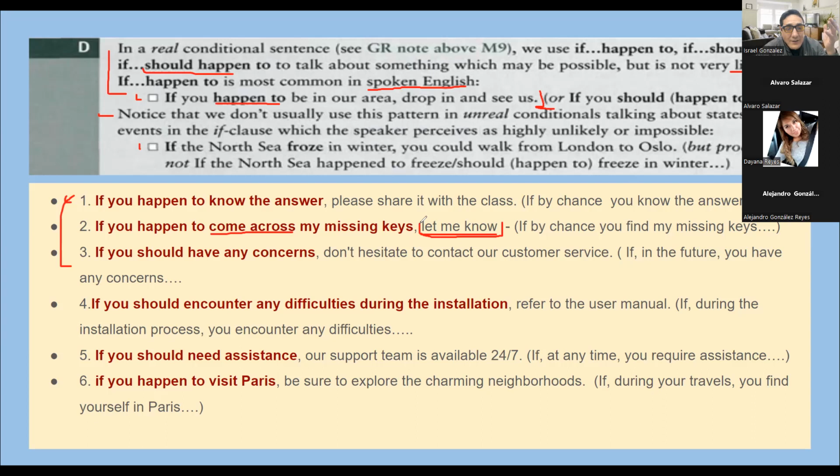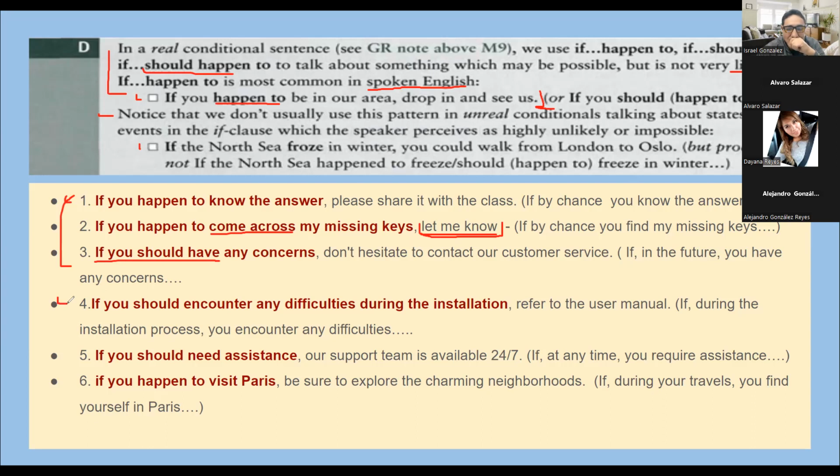my sister, tell her I am waiting for her. Or if you should happen to see my sister, very formal. And these formal sentences with should are more commonly used in emails or advertising, but very formal advertising. Okay, number 4, Diana, please.